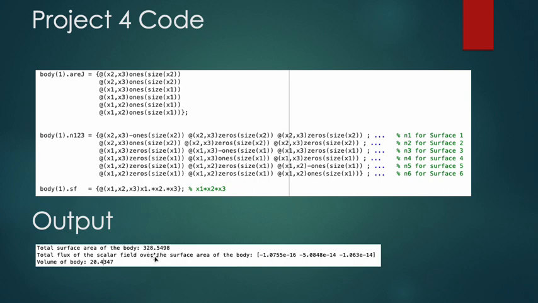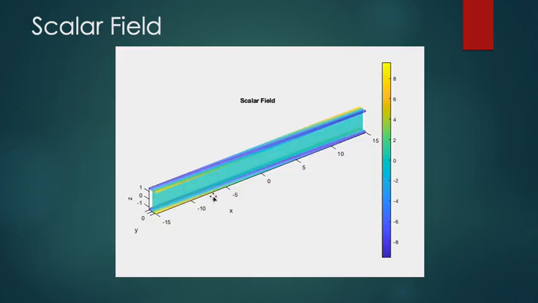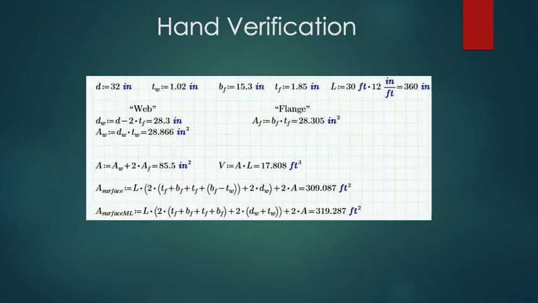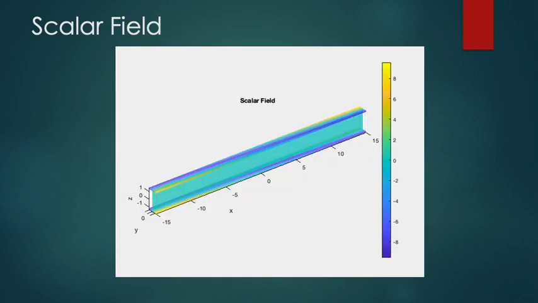My output, the surface area, which is the total surface area for the beam, ended up showing as 328.5 square feet, and the volume itself was 20.4 cubic feet. And I verified those by hand, but we'll talk about that in just a second. So here's the scalar field output. This is also very similar to project 3, just a little bit of different colors, but it actually did output correctly.